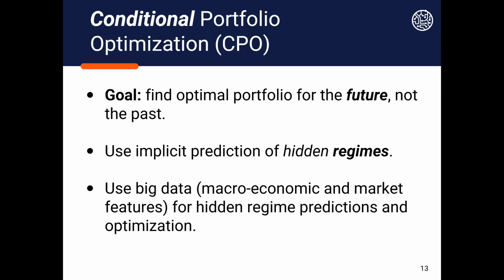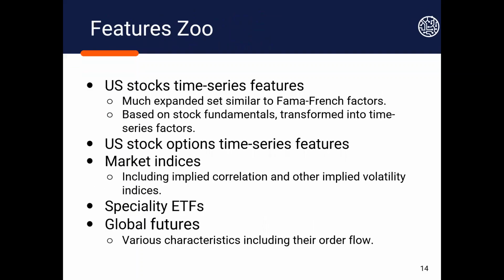So our goal really in saying that this is conditional portfolio optimization is that we want to find the optimal portfolio for the future, not the optimal portfolio in the past. And to do that, we need an implicit prediction of hidden regimes. And as I said, these implicit hidden regimes are represented by macroeconomic and market features via machine learning, and we use that to predict the future.